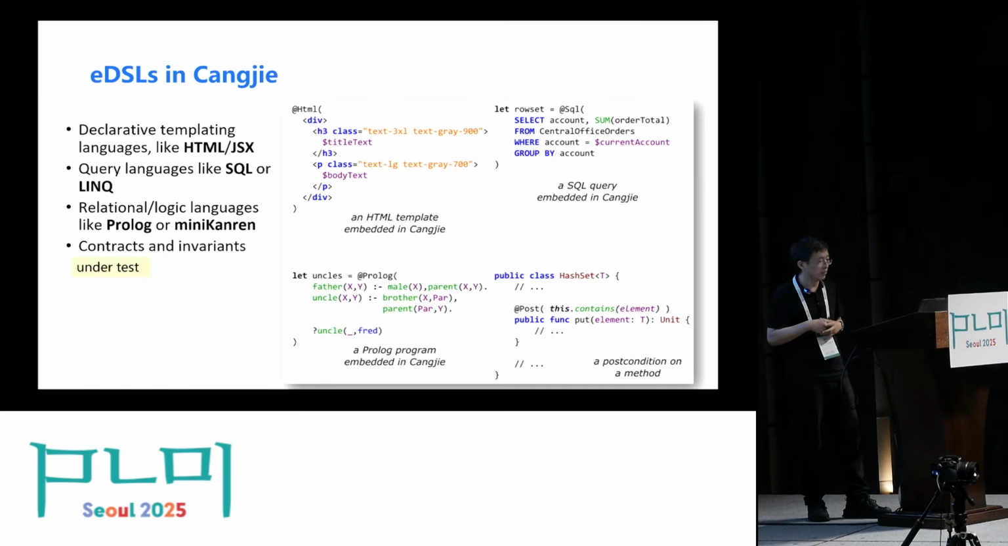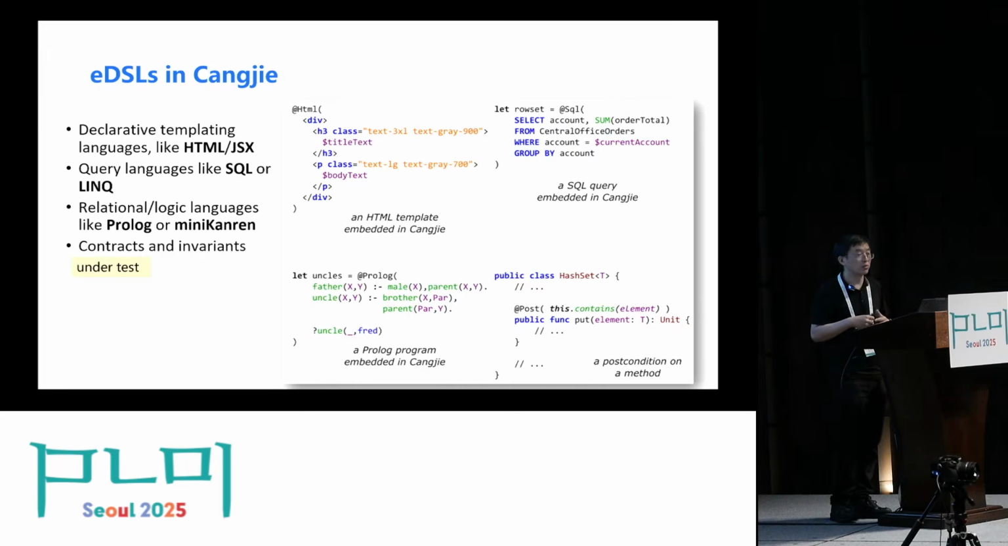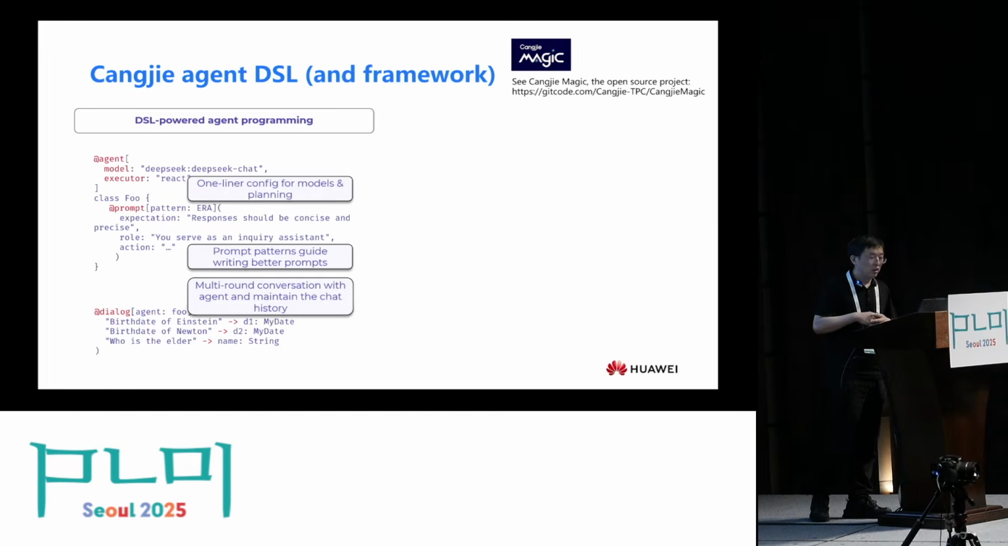Also, we have a preliminary implementation of contract programming so that people can use annotations of pre and post conditions and invariants, and then do some runtime testing. As an example of our domain-specific language, we also have an implementation of an agent DSL. We call it Cangjie Magic, which is now an open source project online.